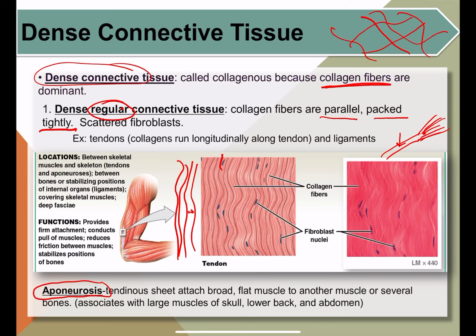Well, some of the tendons on the body are actually a big piece of white tendon that you see on models, like for example the epicranius, which is up on top of your head, what connects your forehead muscles to the back of your head muscles. That piece of big white tendon is called the aponeurosis, because it's a big piece of tendon that attaches the muscles to bones of the skull and to other muscles of the back of your head. So that's why here it says those associated with large muscles of the skull, lower back, abdomen.